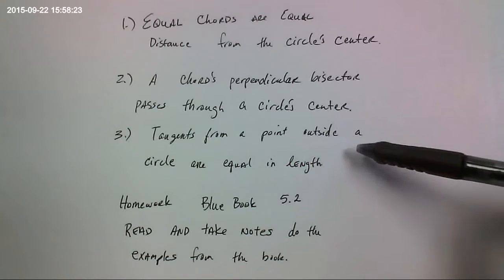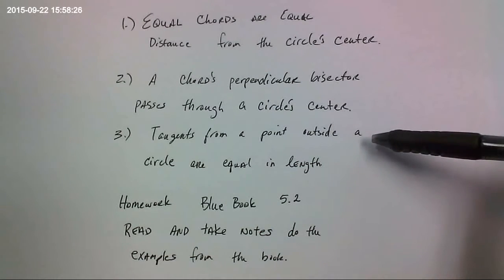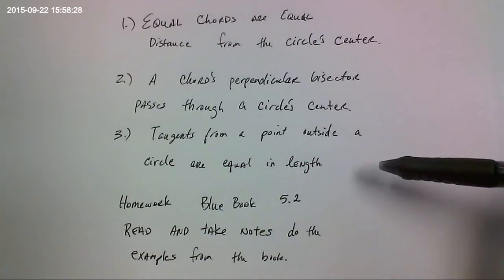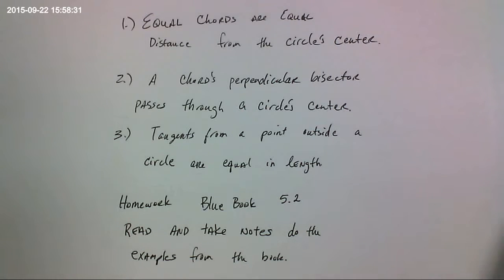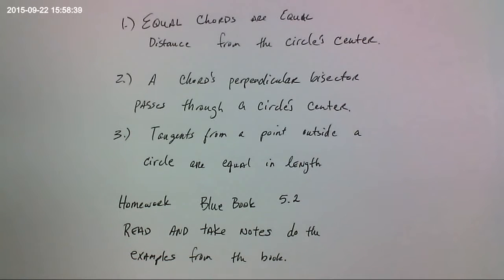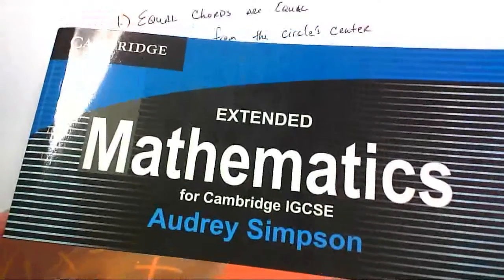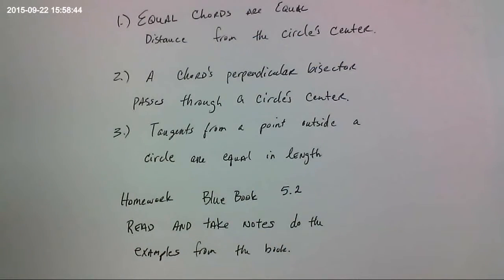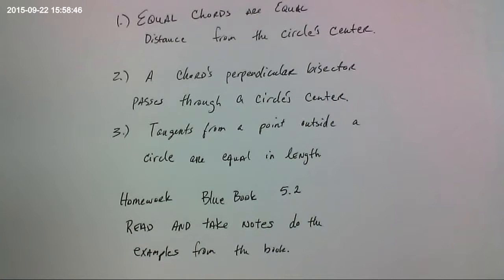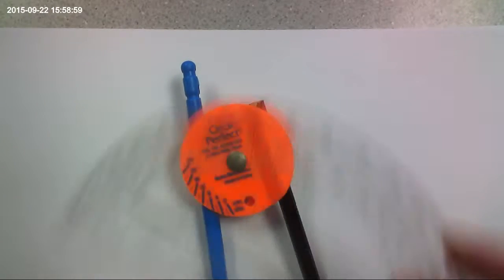And then the third thing we're going to see is that tangents from a point outside of a circle are equal length. And also, if you connect that point to the center of the circle, that's going to be a line of reflection. Your homework's going to be in the blue book, this blue book, not the big giant ugly one. Okay, it's going to be section 5.2. So again, read it, take notes on the stuff that's written in there, and then try the examples on your own.